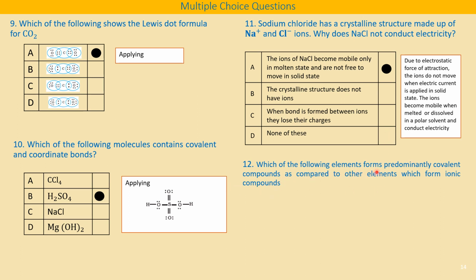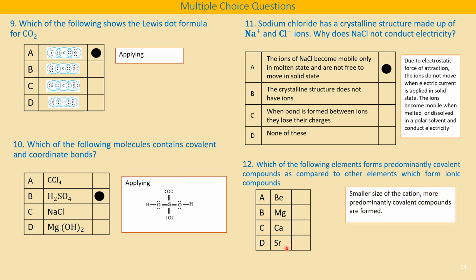Next question. Which of the following elements forms predominantly covalent compounds as compared to the other elements which form ionic compounds? So you have to identify the element which forms covalent compounds while the others form ionic compounds. Four options are given. Option A beryllium, option B Mg, option C Ca, and option D Sr. With a smaller size of cations, more predominantly covalent compounds are formed. The smaller cation is present in beryllium, Be. So option A is the correct choice and you mark it.